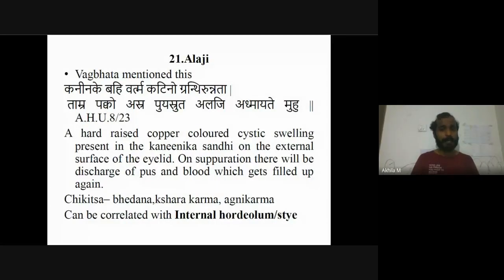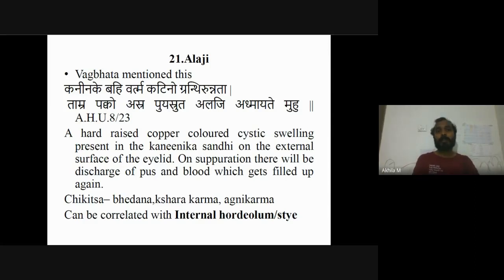Then come to the allergy. As far as we are concerned, only Vagbhata told about allergy. Allergy is also another disease, not the same. The same name is also described for Santhigata Rogas. Here, Varmagata also told one allergy in Varmagata Rogas. Susruta never mentioned allergy in Varmagata Rogas.